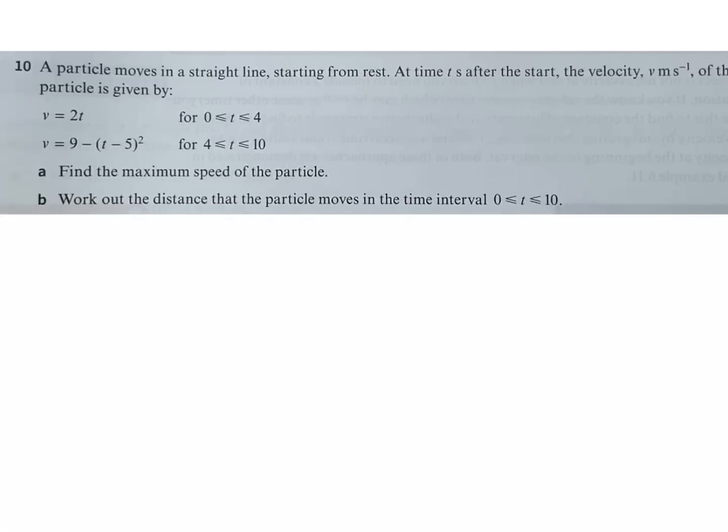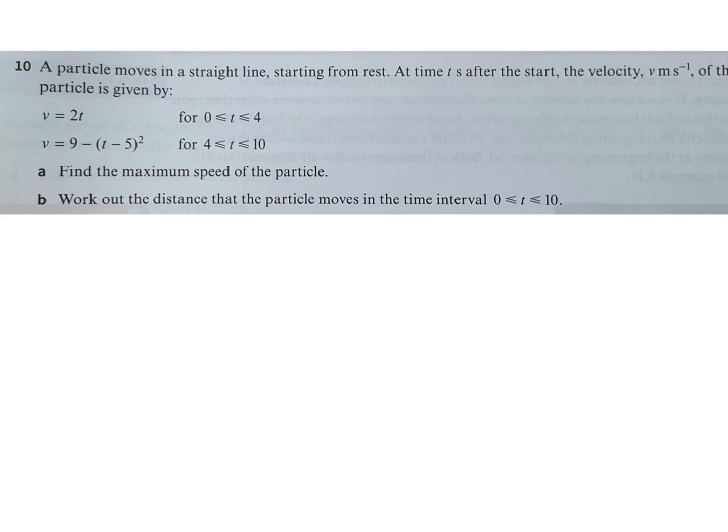In part B, we are asked to work out the distance that the particle moves between 0 and 10. Now, remember that distance is different to displacement. Displacement tells us how far away a particle is at a particular point, but at that point, it could have travelled any number of distance. So we need to actually look at these sections separately to work out the actual distance travelled.